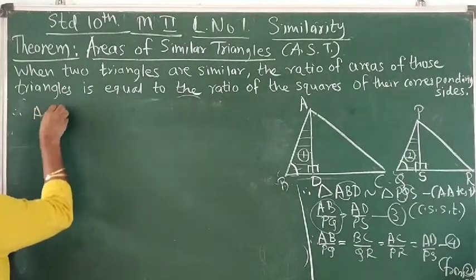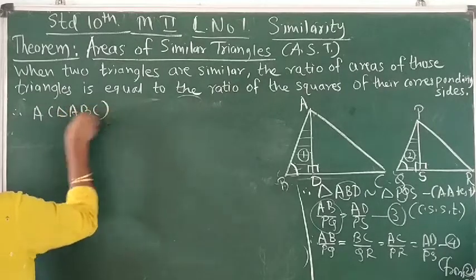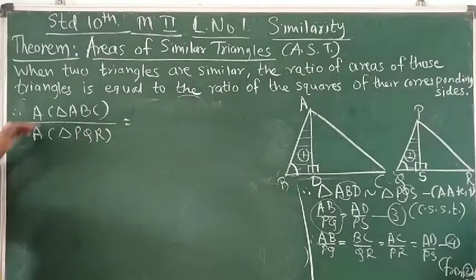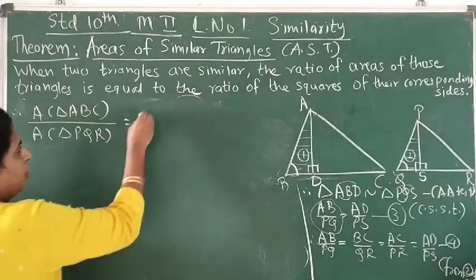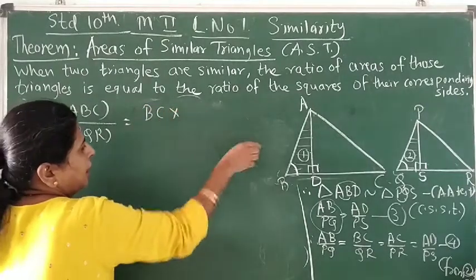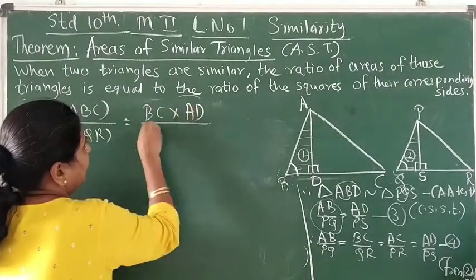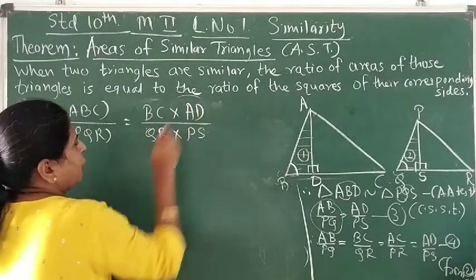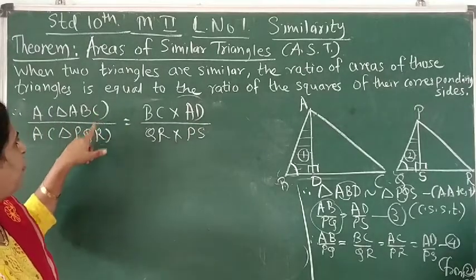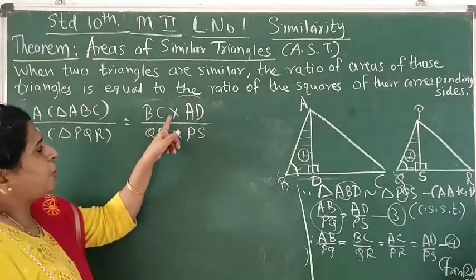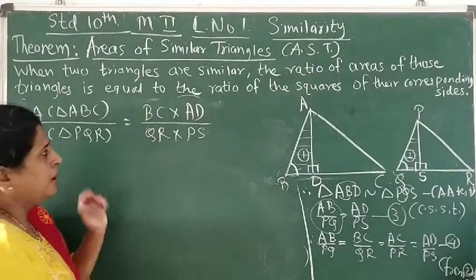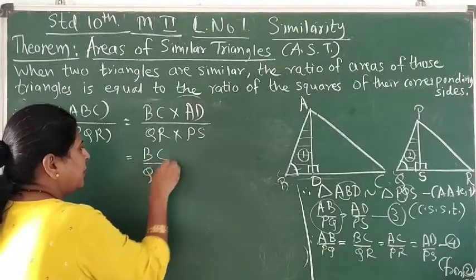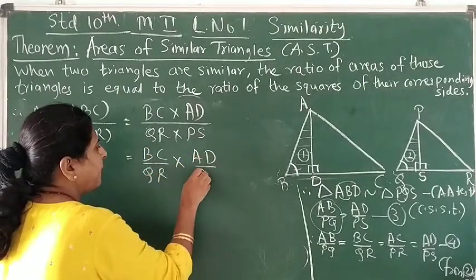Therefore, now area of triangle ABC upon area of triangle PQR. The ratio of areas of any two triangles is equal to the ratio of the product of base and corresponding height, BC into AD upon QR into PS. So by that property, we will say that therefore it is BC upon QR into AD upon PS.